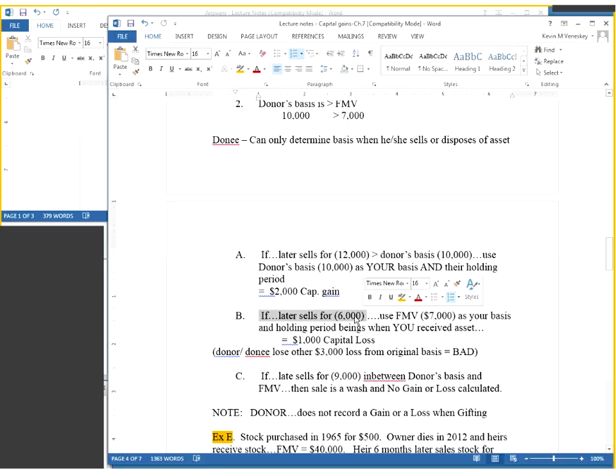If that's the case, you sold it for 6, you got it at 7, you can use $7,000 as your basis, the fair market value. And that's not as good, but that's what you have to use. Therefore, you only have a $1,000 loss. You don't get to use the 10. So that $3,000 loss in the middle from what the donor originally paid, it's lost. It's gone. That's bad.